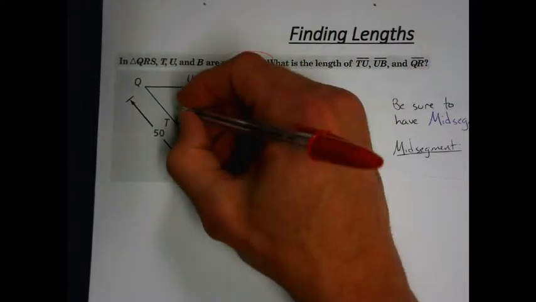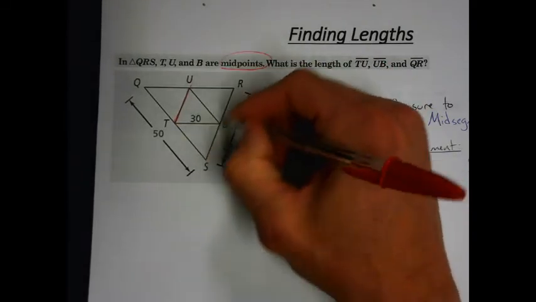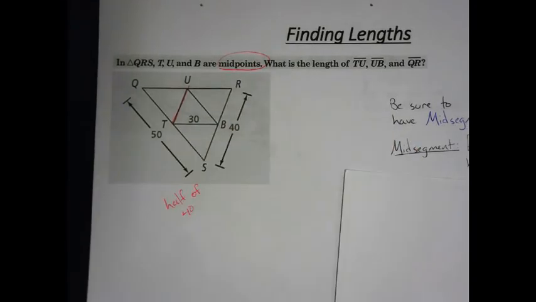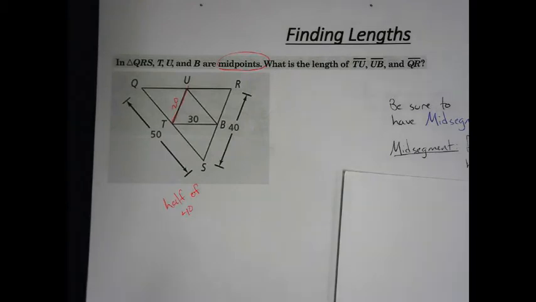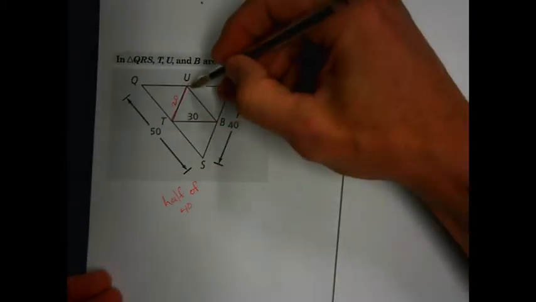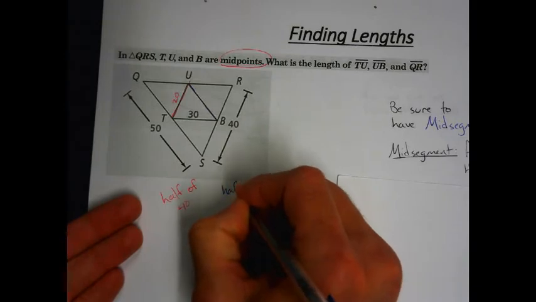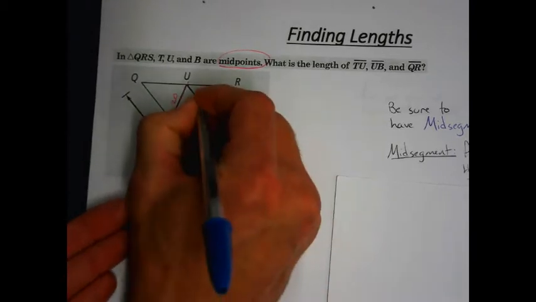So what is the length of TU? Well, here's TU. It is a midsegment. It's parallel to and half of SR. SR is 40. Half of 40 is 20. You guessed it. So TU is 20. Okay, so that's how that works. What about the length of UB? UB is from U to B, and we know that is a midsegment. Midsegments are parallel and half, so we're going to think half of 50. Half of 50 is 25, so UB is 25, right?